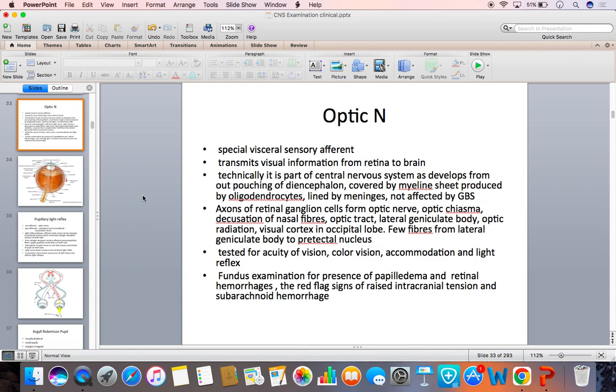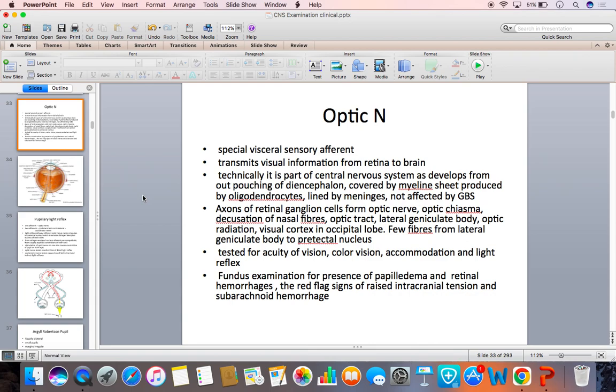How is it? The axons of the ganglion cells in the retina form the optic nerve. From there, they enter the optic chiasma. In the optic chiasma, there is decussation of the nasal fibers. They reach the lateral geniculate body and enter the optic radiation, finally reaching the visual center in the occipital lobe. This is the visual pathway.